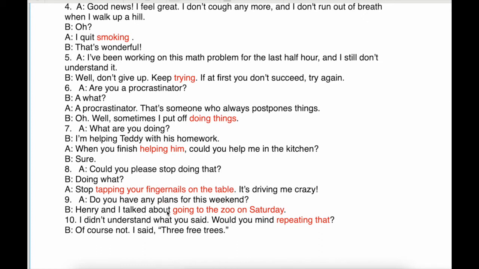Do you have any plans for this weekend? Henry and I talked about going to the zoo on Saturday. Talk about gerund. I didn't understand what you said. Would you mind repeating that? Would you mind?